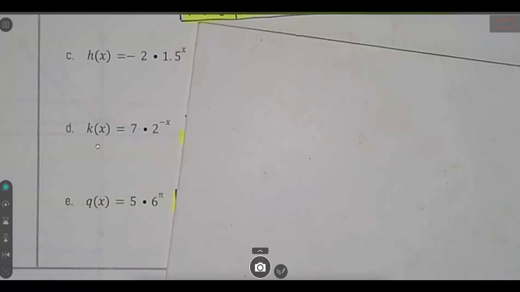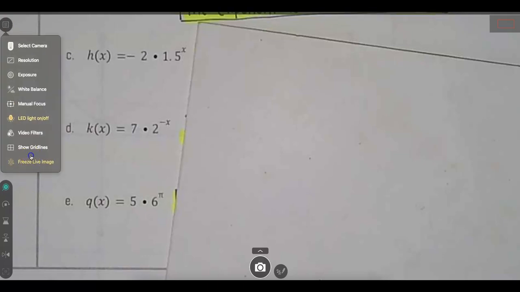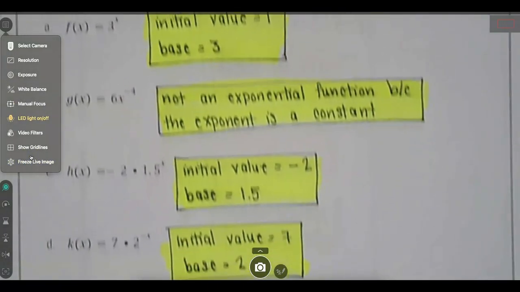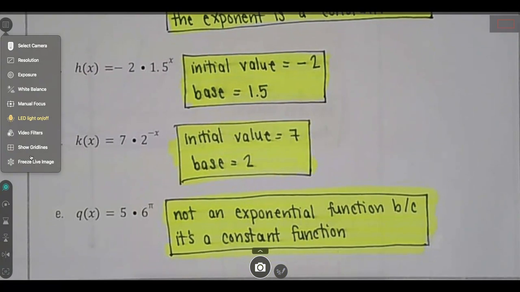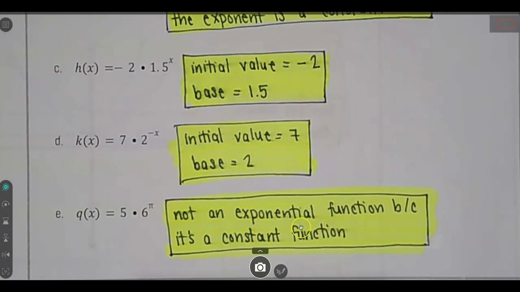Here are the answers. So e is not an exponential function because pi is a constant, so this whole thing is just a number. There's no variable at all. And the rest of these are exponential functions.